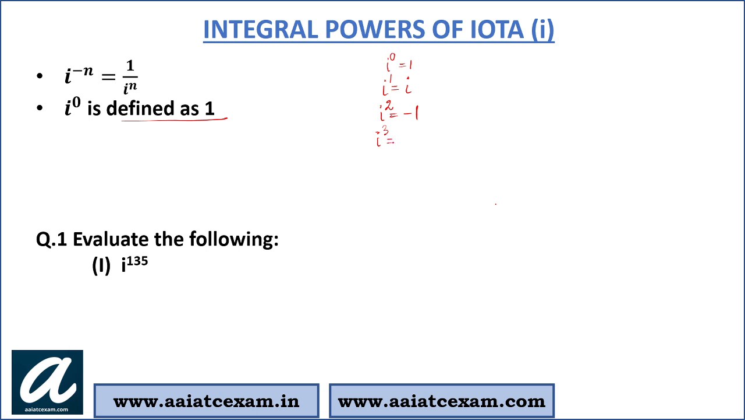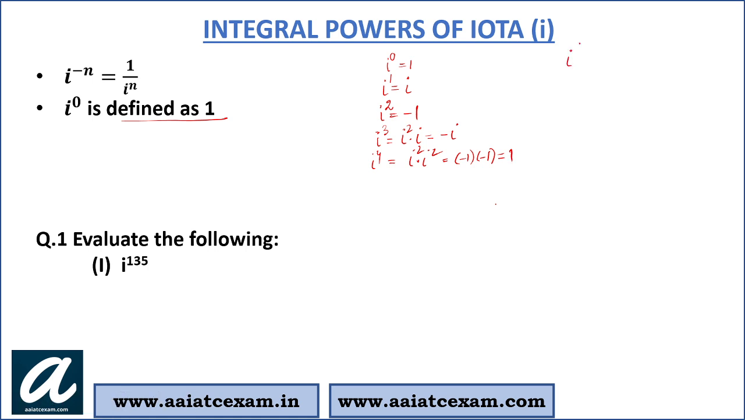Iota cube can be written as iota square into iota, students. Iota square is minus 1, so I can write it as minus iota. Now iota raised to power 4 can be written as iota square into iota square, which is minus 1 into minus 1, and the answer should be 1.